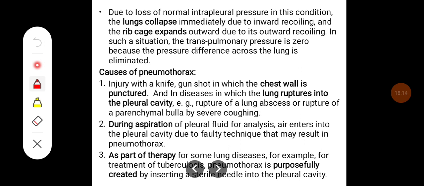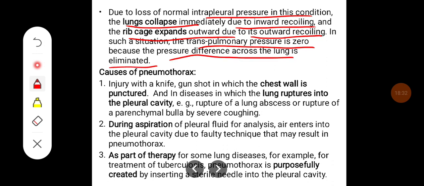Due to the loss of normal intrapleural pressure in this condition, the lungs collapse immediately due to inward recoiling. The rib cage expands outward due to its outward recoiling. In such a situation, transpulmonary pressure is zero because the pressure difference across the lung is eliminated.